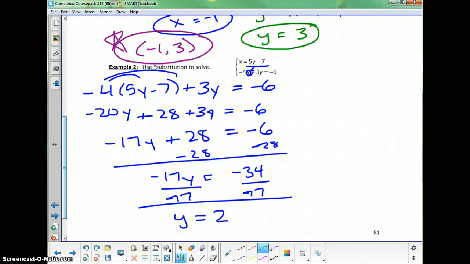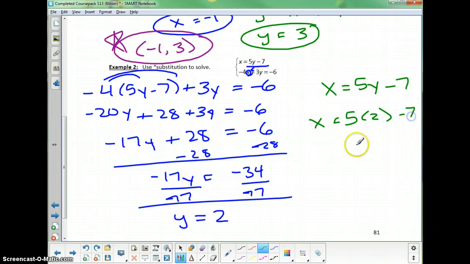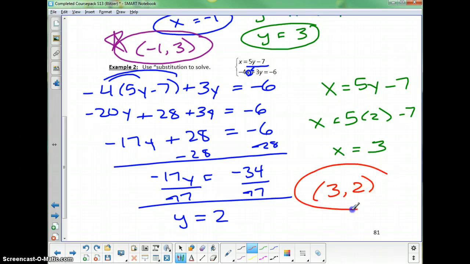Now, since y is 2, I'm going to go back and use my original equations to figure out what the value of x is. Y is 2. I know that x is equal to 5y minus 7. So x is equal to 5 times 2 minus 7, or 10 minus 7, which is 3. So my final answer to this question is the ordered pair 3, 2. So that would be my solution. Now you can check that solution by plugging the values into both equations and verifying both equations. Let's go on to the next page.